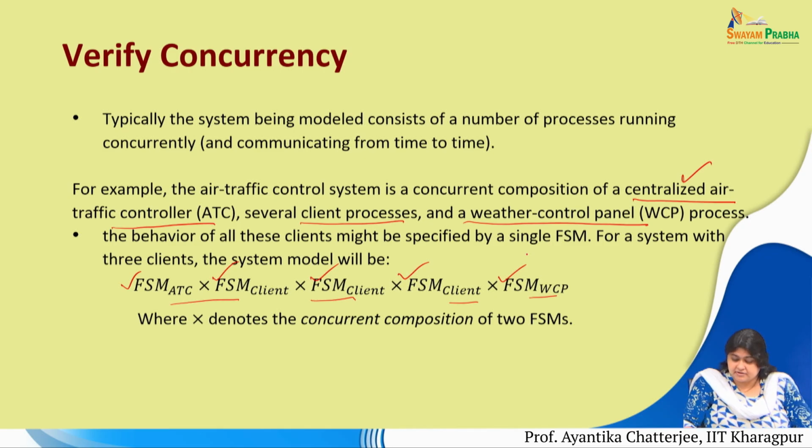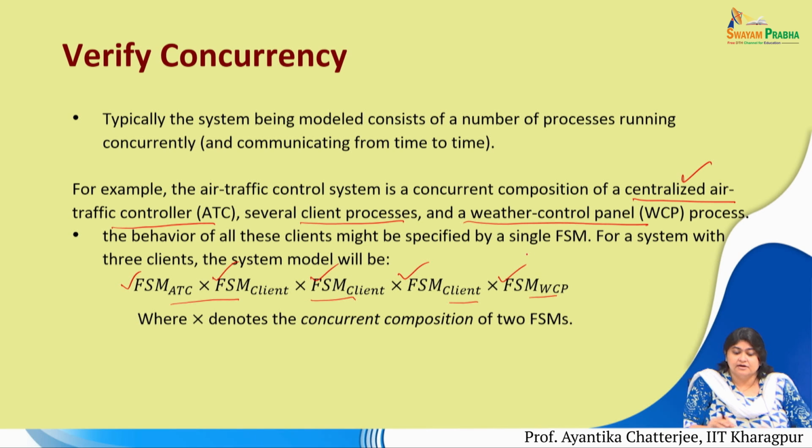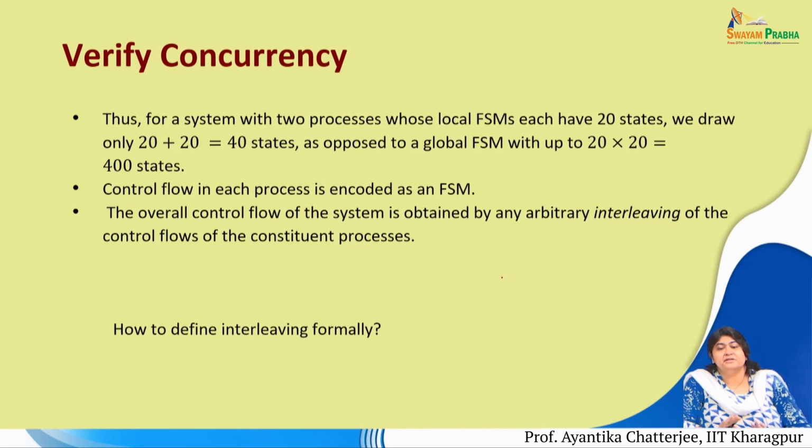Otherwise, what will happen? Here one example is shown for a system. If we just take the combined states, the output changes will be the combined effect of these sub FSMs, right. If we take it that way, then for a simple example, if we consider 2 FSMs of 20 states, together they can generate one global FSM of 20 cross 20, 400 states.